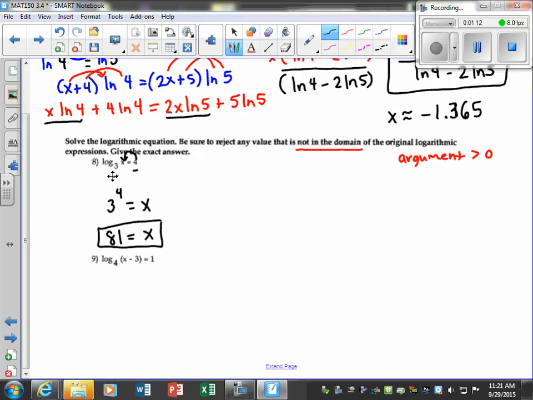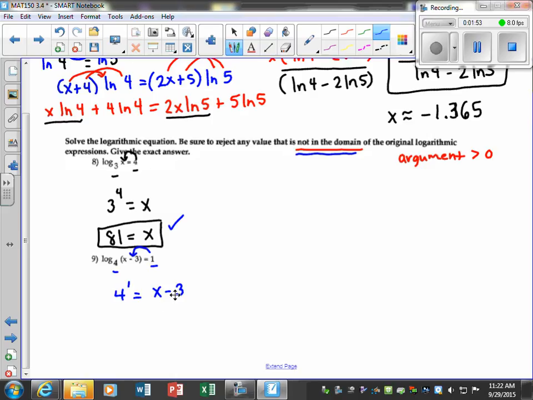Now number 9, we're going to use that same rule, rewriting in exponential form. So it's 4 raised to the 1st power equals this argument. Okay, so let me write that. That's just going to be 4 to the 1st power, which is just 4, is equal to that argument. And remind me in just a minute, we need to go back up to 8 and make sure that our answer is 81. If I put 81 in place of x, I need to make sure that that's positive. So this one does check in the domain. We forgot to check this.